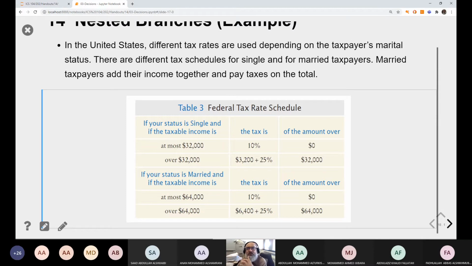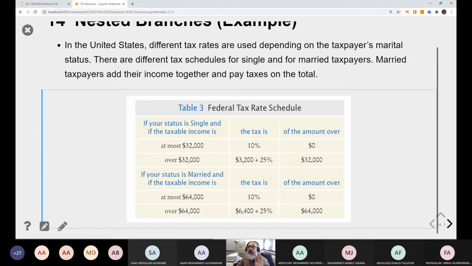What do you think the first condition that should be checked? Should I first check whether you are single or married, or should I check how much income you make? Single or married. Why single or married? Because it is the more general condition at the start. Exactly, because being single or married determines your threshold, your income limit by which you will have to pay more taxes, right?